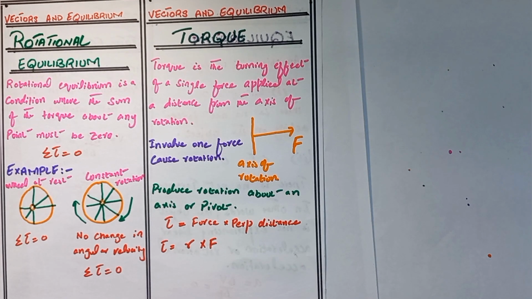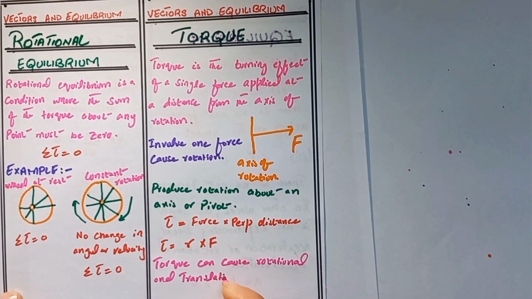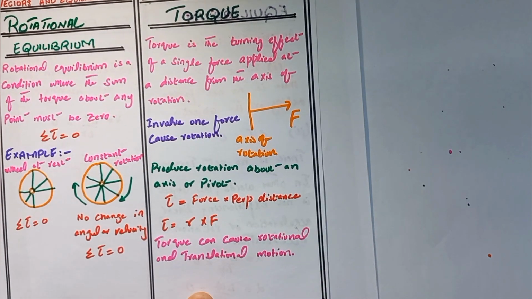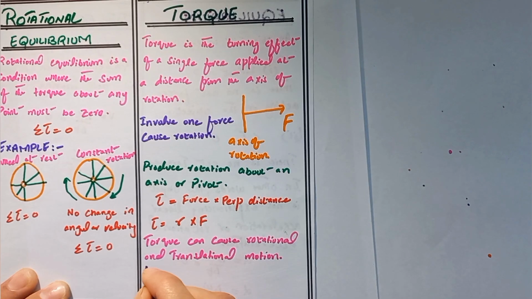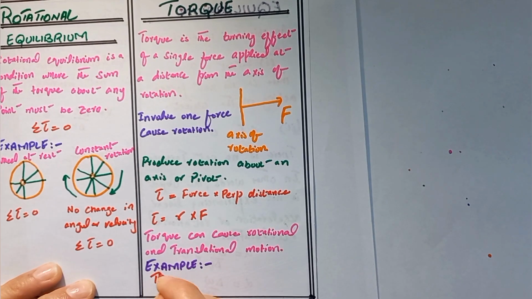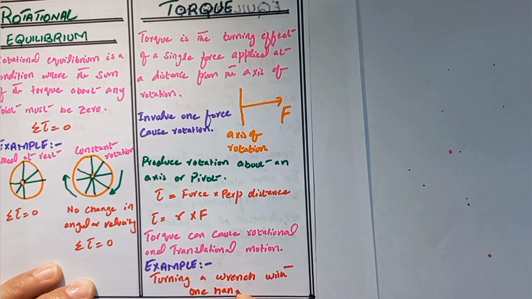If we discuss the example, torque can cause rotational and translational motion. Here we discuss the example. Example is turning a wrench with one hand.